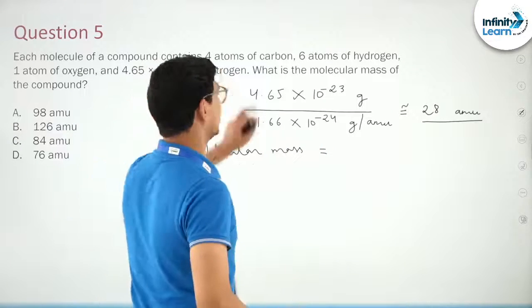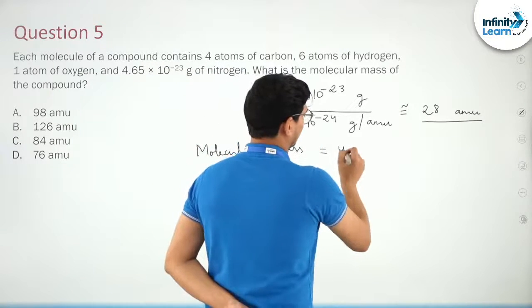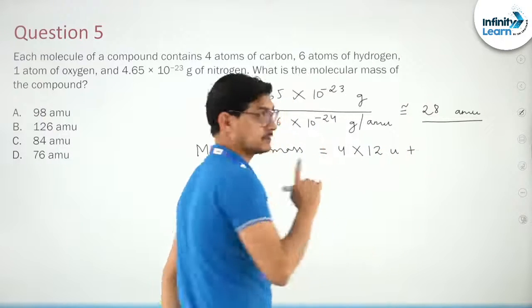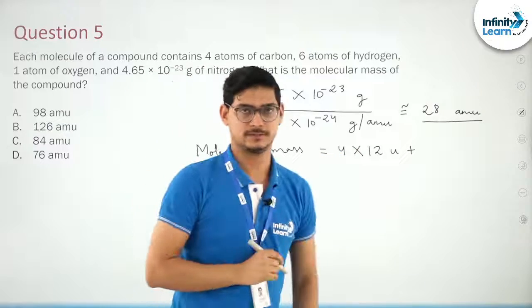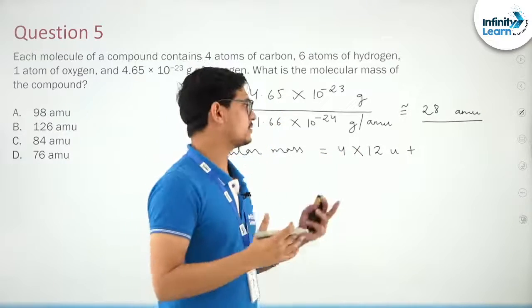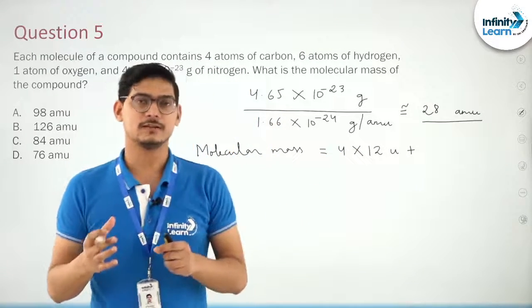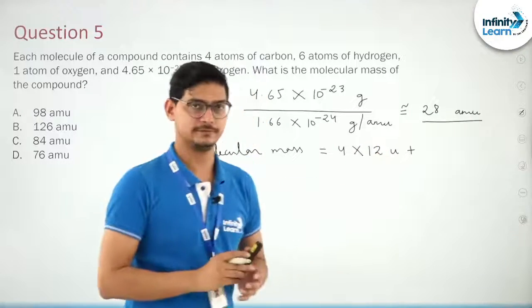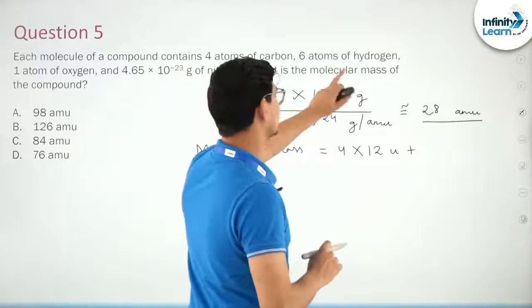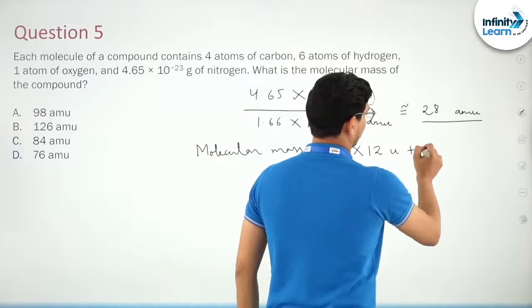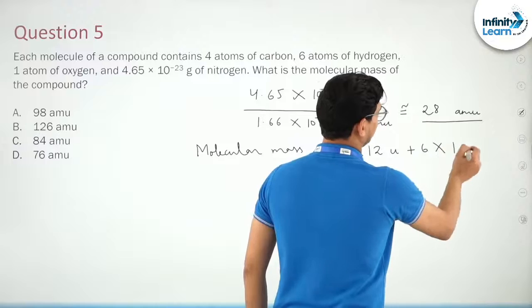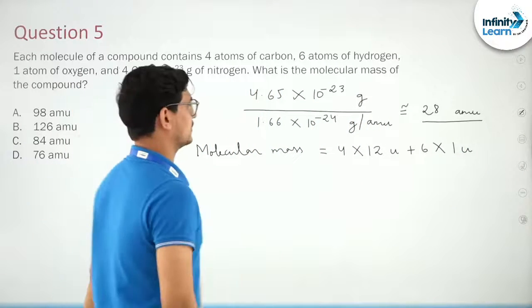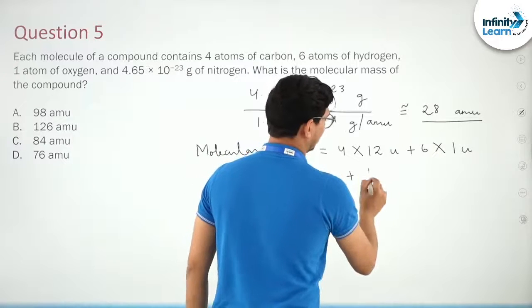It contains 4 atoms of carbon. We know the mass of one carbon atom is 12. You should of course remember that this is the average atomic mass, right? But the abundance of C12 is so much that the average atomic mass of carbon comes out to be approximately 12. Plus 6 atoms of hydrogen. There are 6 atoms and it's 1 AMU. Is that okay? 1 atom of oxygen. So we will do 1 into 16 U.